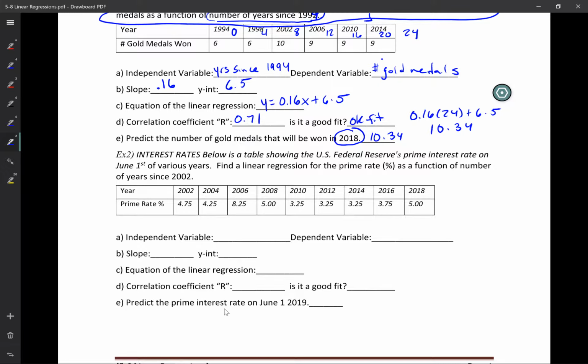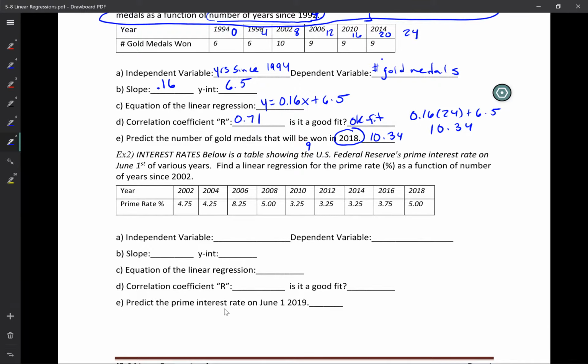If you actually look at the data that year, in 2018 we actually had 9 medals, just like the following 2 Winter Olympics. So we're close. Our prediction said around 10 and we got 9. The reason that we're off a little bit is because that's reality. Things happen.